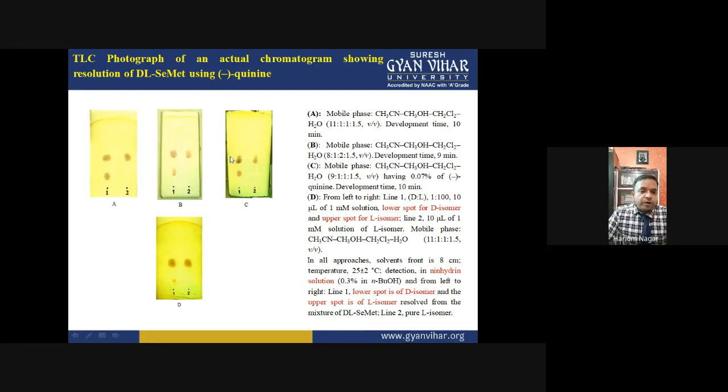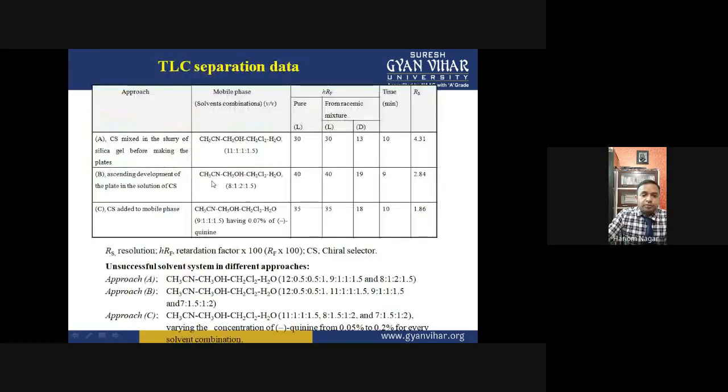And from left to right, if we see the line one, the lower spot here is for the D isomer and the upper spot is for the L isomer. Okay, and these are resolved from the mixture of the D and L isomers, and line two is for pure L isomer. This is to determine actually the elution sequence of the enantiomers. Okay. So by the TLC method, we have clearly separated the enantiomers of the selenium compound.